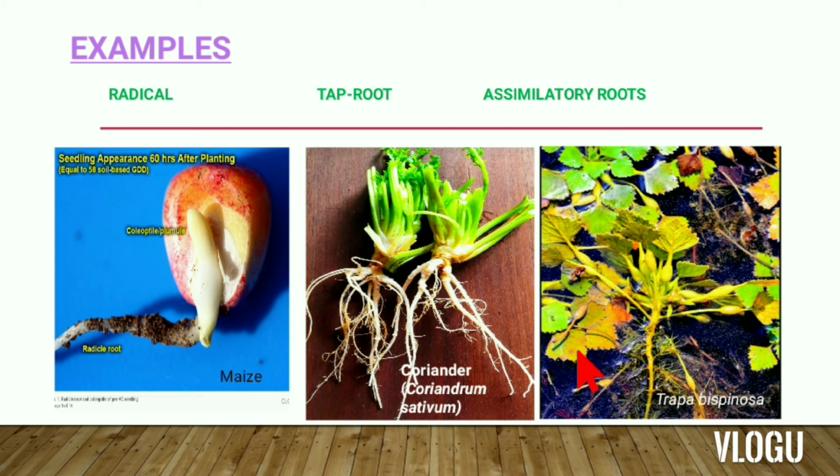Here I was discussing the radicle as well as the plumule. This is the 60 hours of a germinated maize seed. We can clearly distinguish that the plumule is whitish in region. The whitest region is called the plumule, which gives rise to the shoot system, whereas the other part is a little darker, which is the radicle, which gives rise to the root. This is the coriander, a typical dicotyledonous plant which is showing the taproot system. We can see many thick and fleshy roots which are called the primary root. The next is an example of an assimilatory root which I am going to discuss in a few slides.